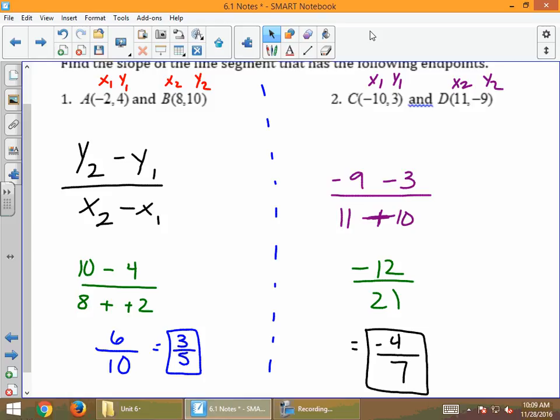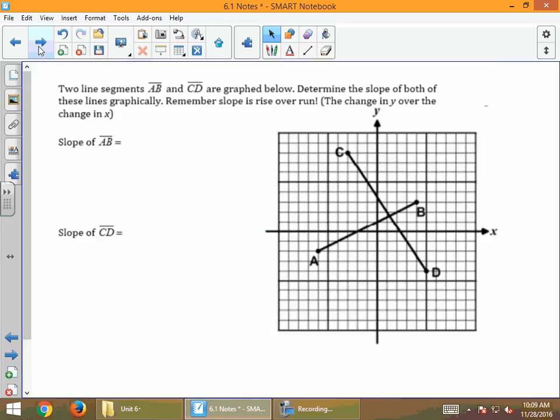All right, well, what if you don't have points? What do we do if we don't have points? Well, I'll tell you what we do when we don't have points. We start counting. All right, so we have 2 line segments, AB and CD. They're graphed below. Look at them. We would determine the slope of both the lines graphically.